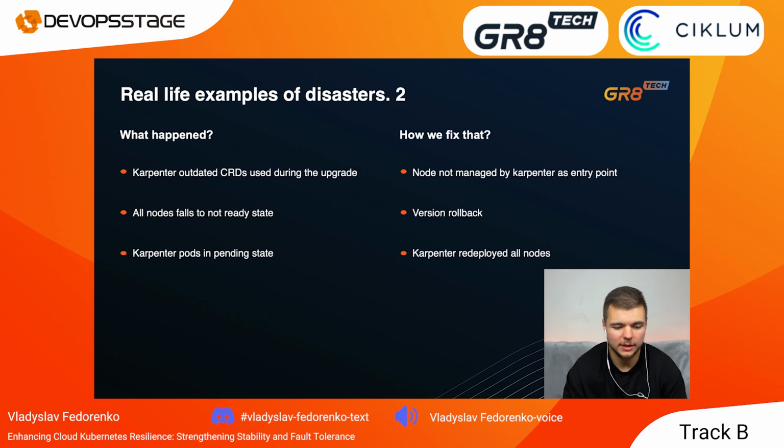Second real-life example of disaster. We upgraded Karpenter and Karpenter CRD changes, but unfortunately we used incorrect CRDs for previous versions. They did not convert automatically and every custom Karpenter resource got stuck. We have no running node claims and all of them failed into not ready state. So basically we have the whole cluster of not ready nodes, and we have 2 Karpenter pods in pending state. What can we do in this case?